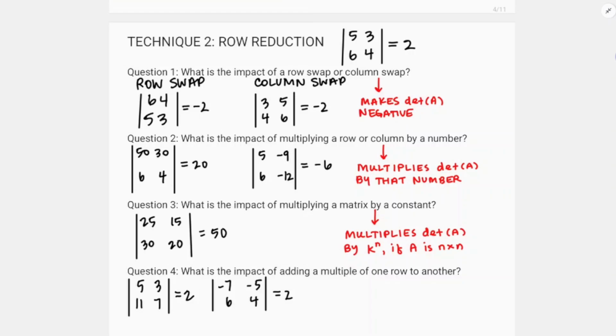Now let's think about adding a multiple of one column to another. That's something we really don't do very often, but we could. Okay, so let's subtract 2 of column 2 from column 1. So 5 minus 6 is negative 1. 6 minus 8 is negative 2. 3 and 4. Okay, so that's going to be negative 4 minus negative 6 is positive 2. And so this one is going to leave our determinant unchanged.